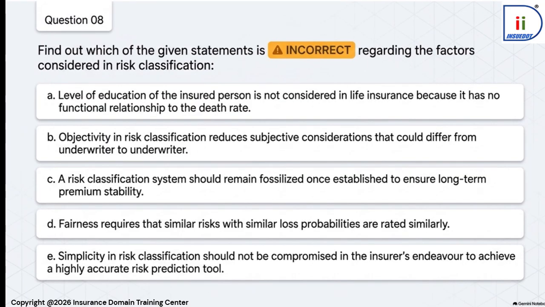Next question, question number 8. Find out which of the given statements is incorrect regarding the factors considered in risk classification. Read all the options.